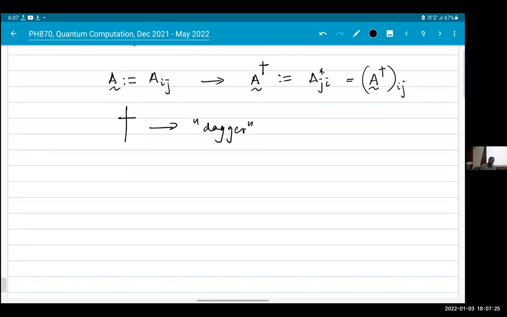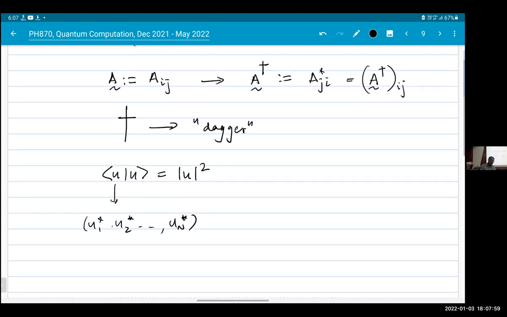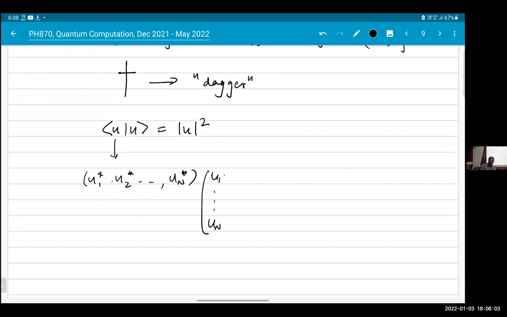So if you use this adjoint ket and ket notation, then we get a very simple and beautiful way of writing down the length squared of any vector. It is the inner product of the adjoint ket with the ket. Right? Remember, the adjoint ket is what? U1 star, U2 star, UN star. And the ket is U1, UN. So when I multiply these two, what do I get? I get U1 modulus squared till UN modulus squared, which is the length of this vector squared. And I'm not going to put the vector sign on this anymore. I'm just going to refer to it as the length of this object.